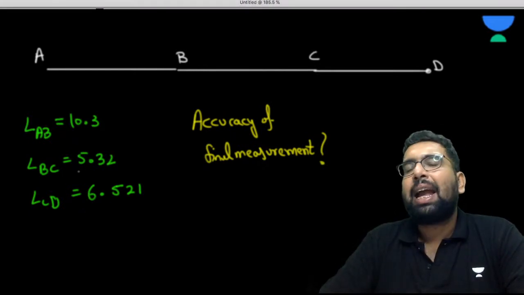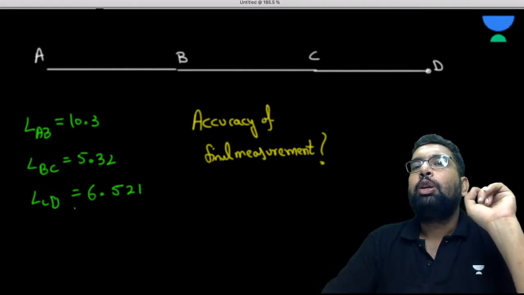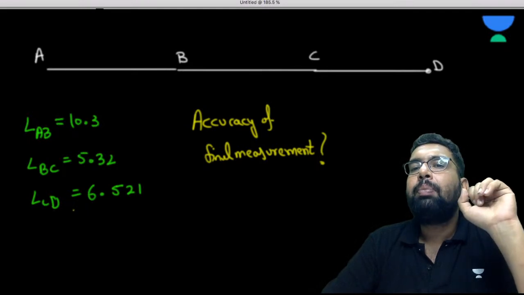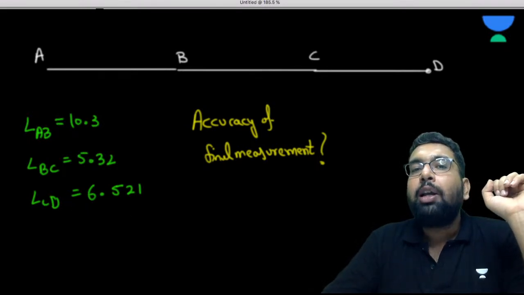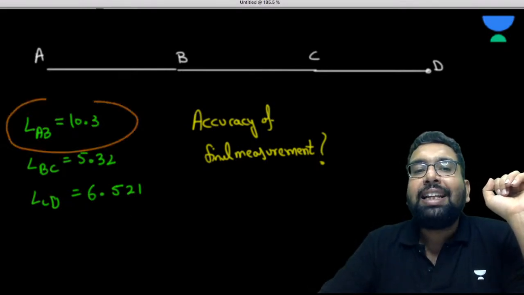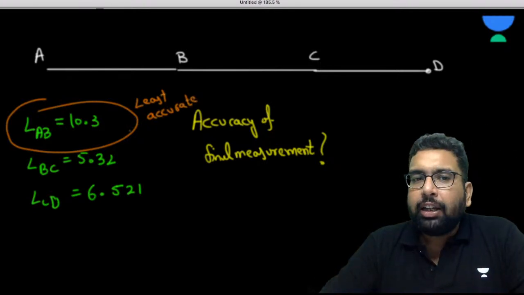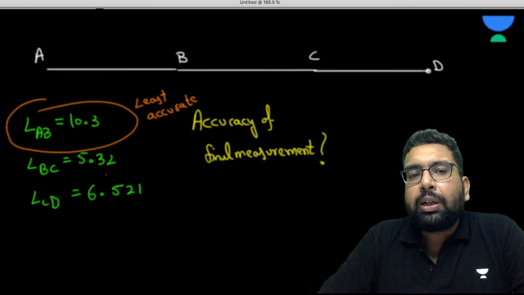Now, please understand this. Definitely the accuracy of the final measurement depends upon what? It depends upon the least accurate one. Simply use your logic. If we add them, so many students say, let's simply add them and we'll get something.